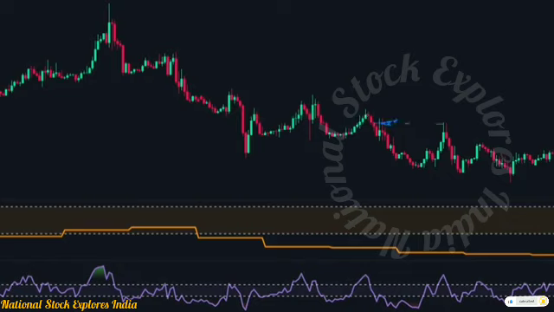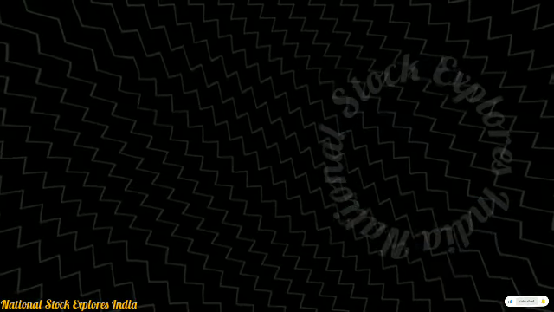Our entry occurs on this candle as the RSI moves back below the 60 level. We keep our stop loss above the swing high and target a 2:1 risk-reward ratio. As you can see, the price achieved our targets on this trade as well. And that is the strategy in its simplest form.